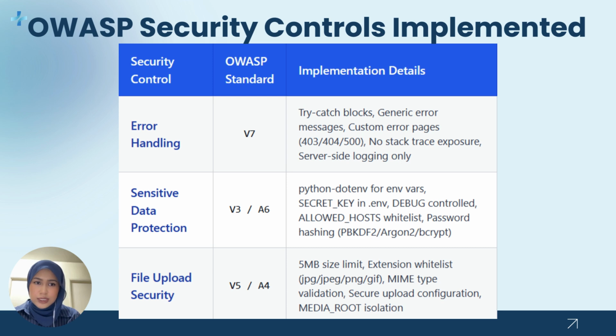Then file upload security. Under V5 and A5, we included a 5 MB size limit, an extension whitelist for formats like JPEG, PNG, and GIF, MIME type validation, secure upload configuration, and isolation in a media root directory. This measure prevents malicious file uploads that could lead to server compromise.